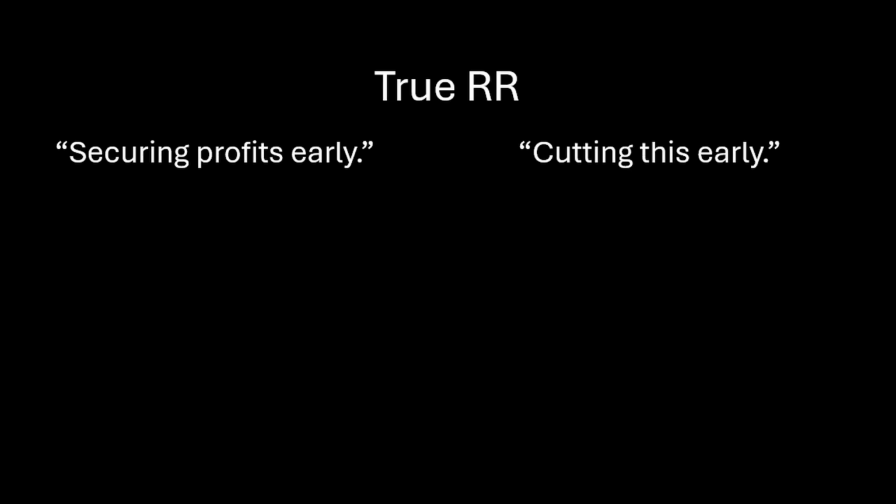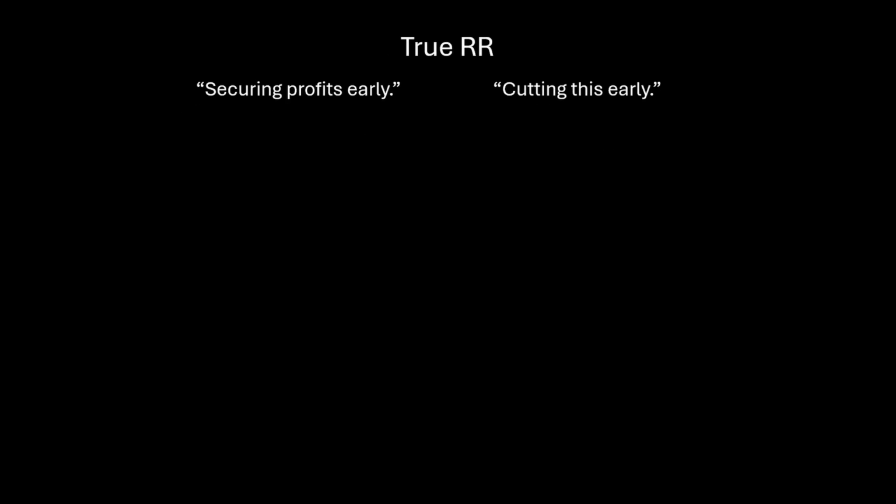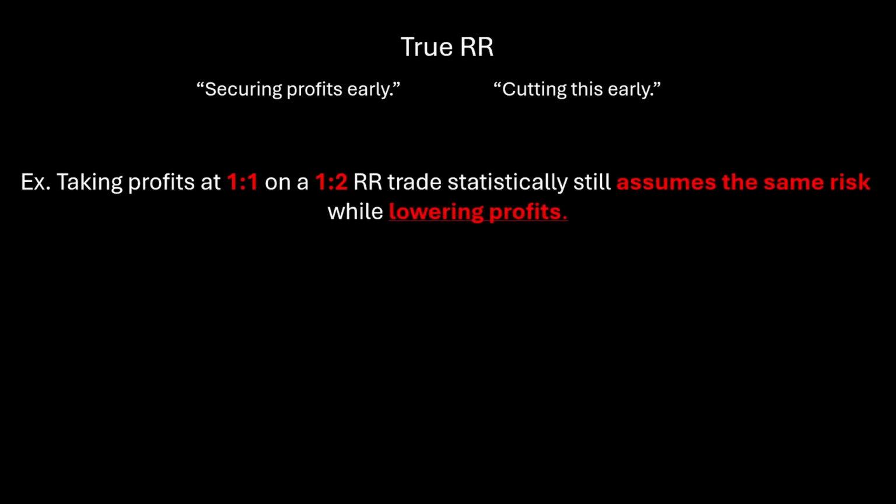The next thing I'm going to talk about is what I've deemed the term true RR, which concerns taking profits early or cutting losses early, because unless you have certain parameters that are back-tested and confirmed that they will result in a loss or a loss while you're in profits, there's no need to be doing this. Let's say you take a 1 to 2 RR and you quote unquote secure profits early to lower risk at 1 to 1. You have now statistically still assumed the same risk you originally did, but you've managed to lower your profits. So your RR was 1 to 2, but you didn't win a 1 to 2 RR trade if you did win. Your true RR was now 1 to 1.